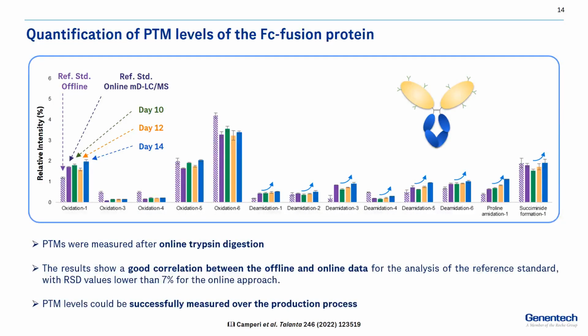The results show a good correlation between the offline and online data for the analysis of the reference data, with RSD values lower than 7% for the online approach. And finally, PTM levels could be successfully measured over the production process.